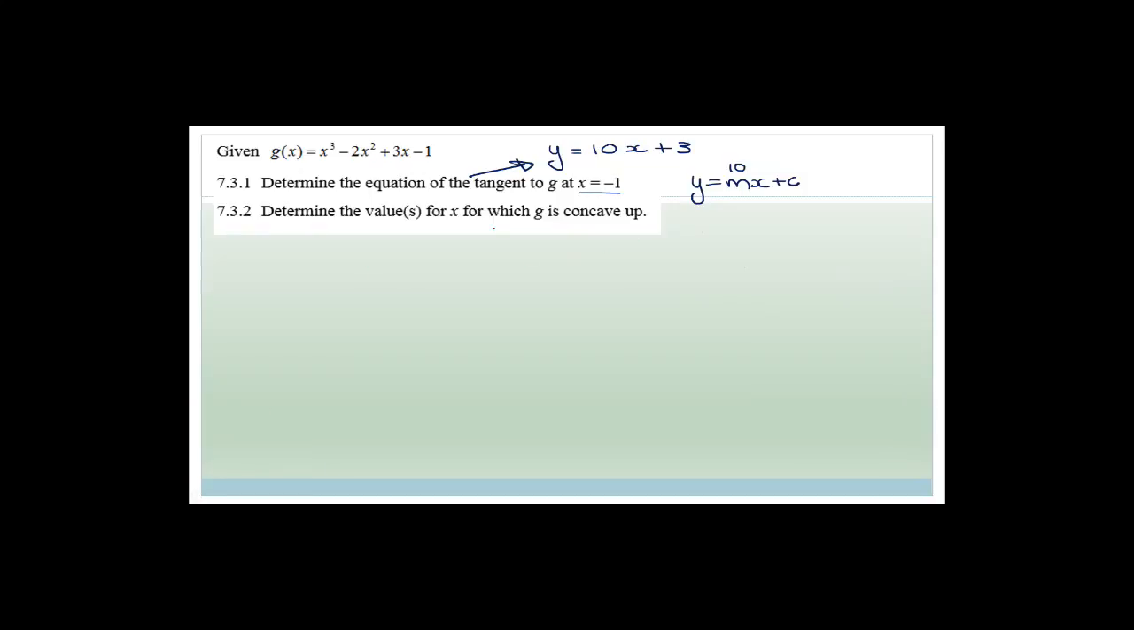The way to do this is we've got g dashed of x, which is 3x squared minus 4x plus 3. To find out where this graph is concave up, we need to find the second derivative and find out where it is greater than 0. G double dashed of x is going to be 6x minus 4. That is the gradient of the gradient, and when that is greater than 0, the graph is concave up. So 6x must be greater than 4, therefore x must be greater than 2 over 3. Happy with that? Good, next.